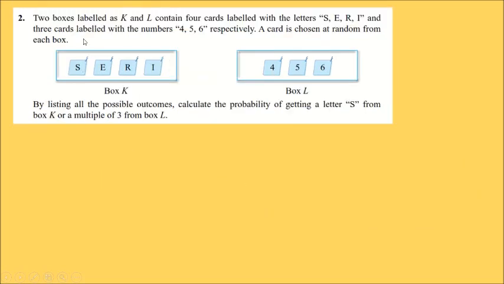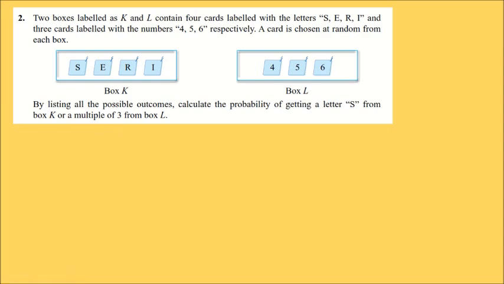Okay, two boxes labeled K and L contain 4 cards labeled with the letters S, E, R, and I, and 3 cards labeled with the numbers 4, 5, 6 respectively. A card is chosen at random from each box. By listing all the possible outcomes, calculate the probability of getting a letter S from box K or a multiple of 3 from box L. So you have two events, letter S from box K and multiple of 3 from box L.